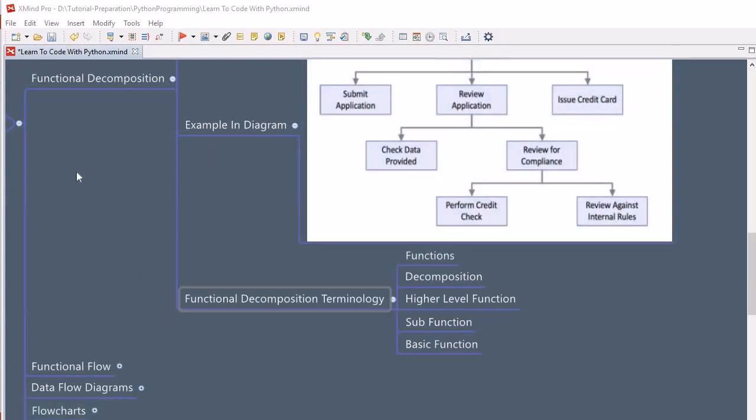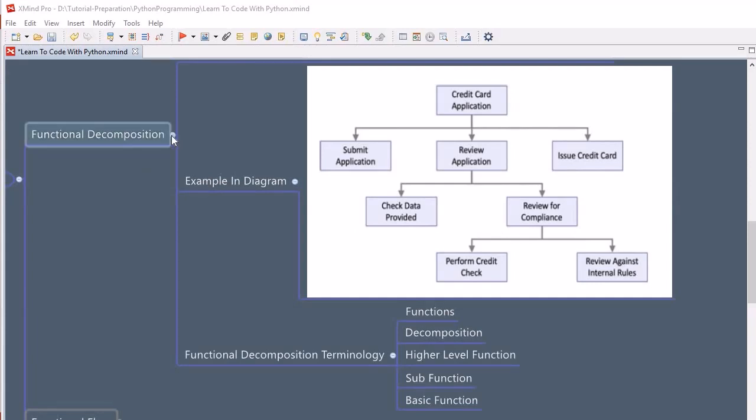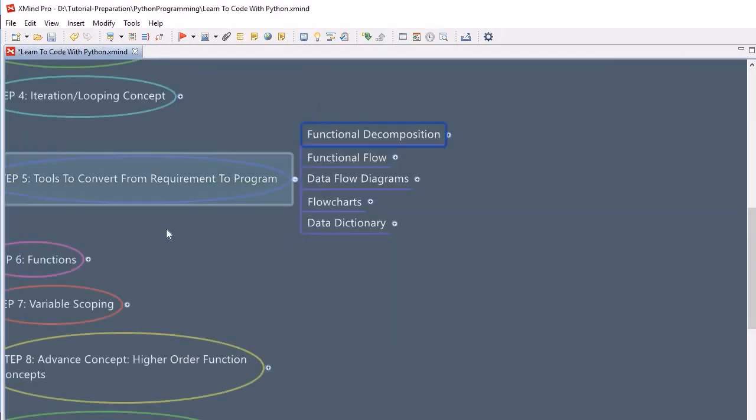If you look at perform credit check, it doesn't contain any further sub-functions. So that means it is a basic function and it provides some functionality within the program. So these are the terminology you should remember. Now we understand functional decomposition. We will move further and look into another tool.